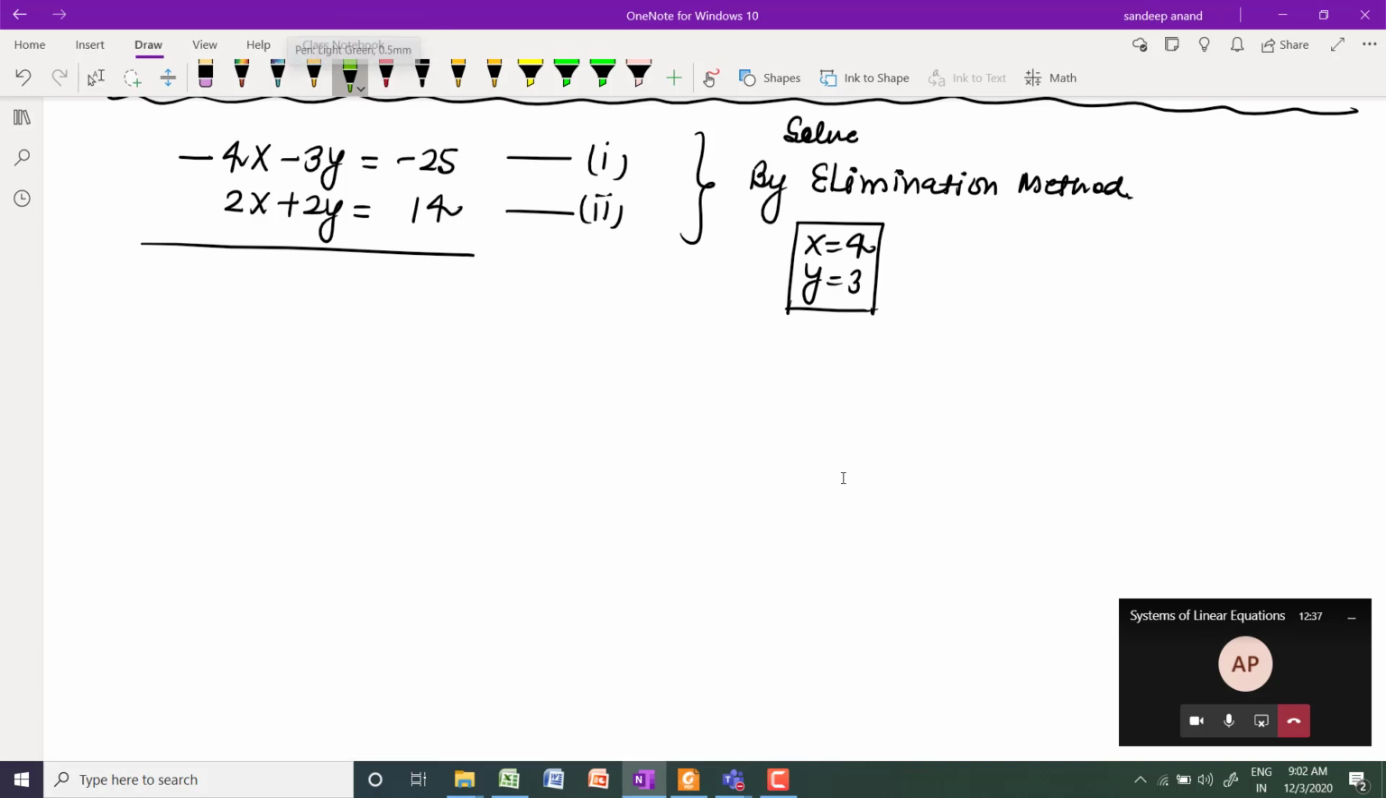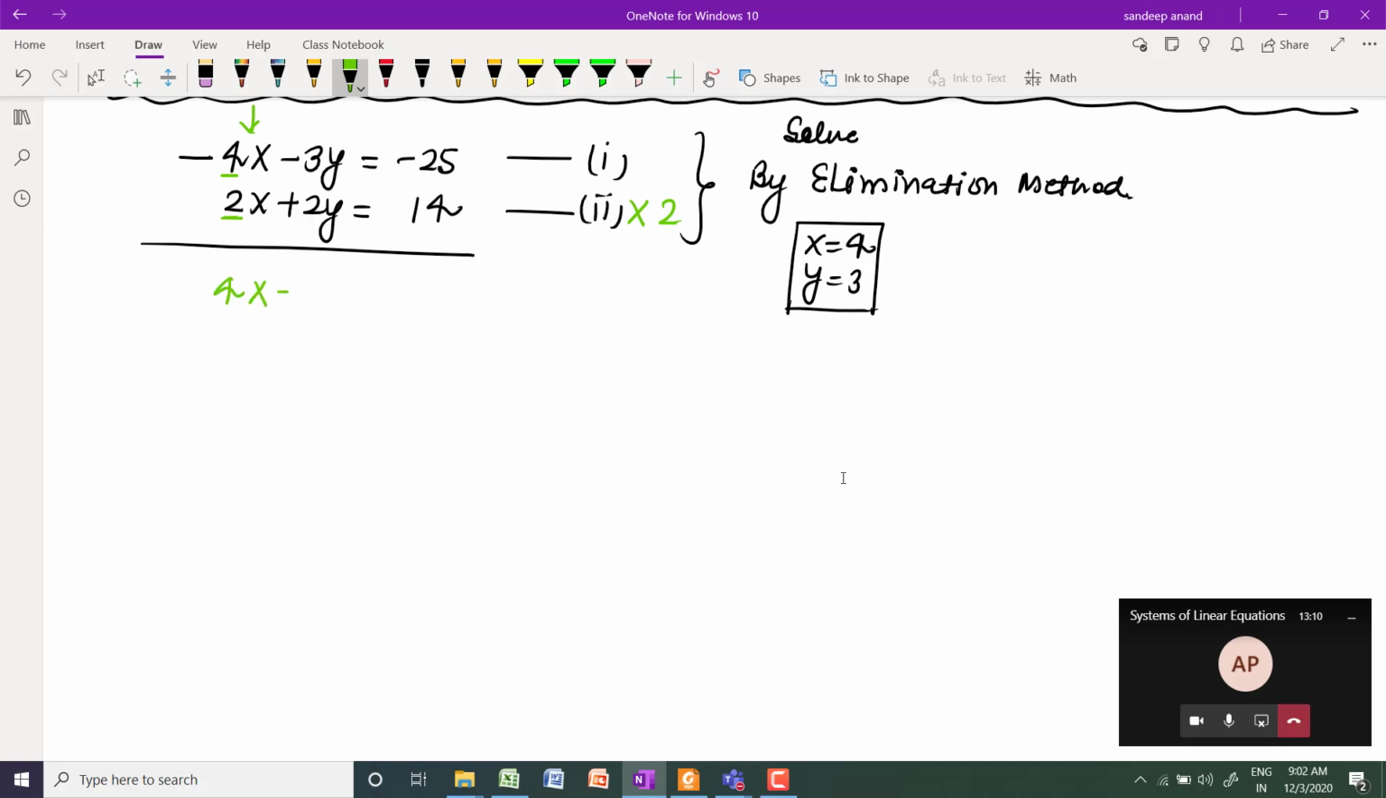So this problem is the basic equation: minus 4x minus 3y equal to minus 25, and the second equation is 2x plus 2y equal to 14. I want to eliminate x. This coefficient is 4 and this is 2. If I multiply this 2 by 2, I will get 4, and both become equal. This is my concept for elimination.